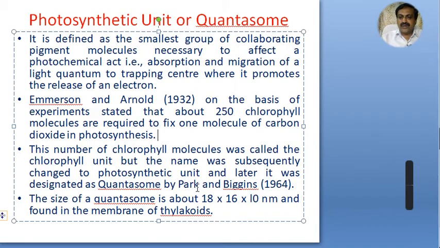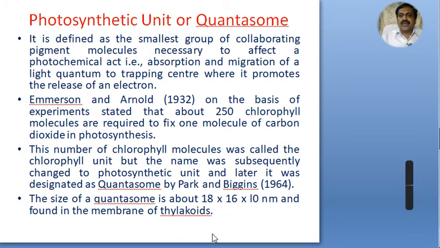Even this is also dealt with in the previous lecture. The quantasome is of very meager size, present in the thylakoids. The chloroplast itself is microscopic. In that chloroplast we have grana. In that grana we have thylakoids. So thylakoids contain the quantasomes. So just imagine the size of the quantasome, very minute.